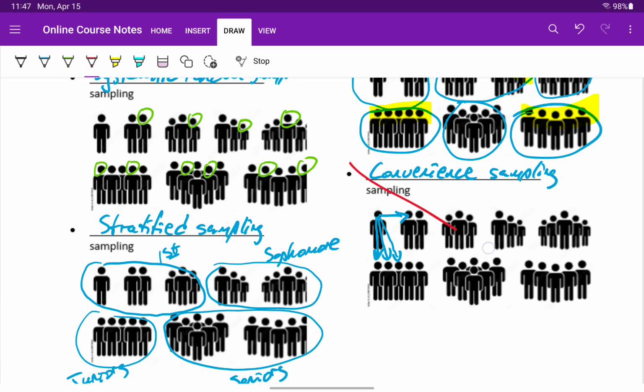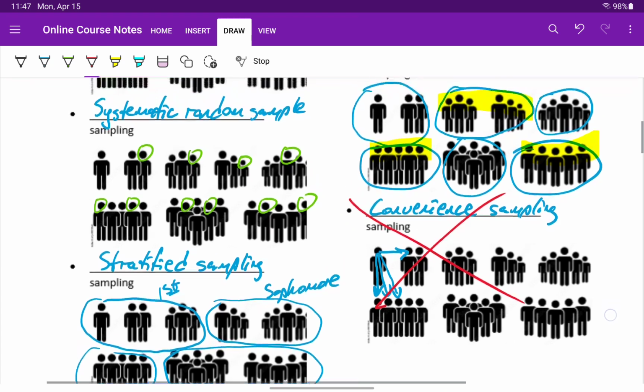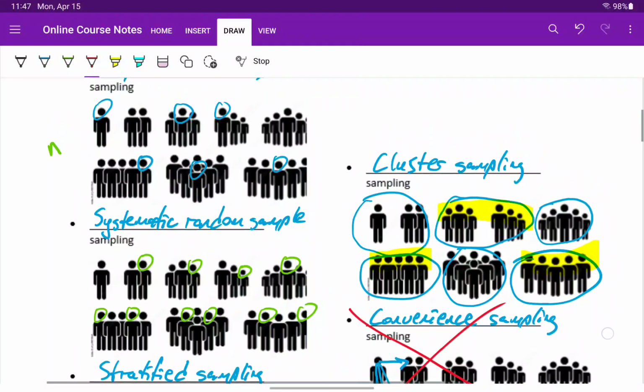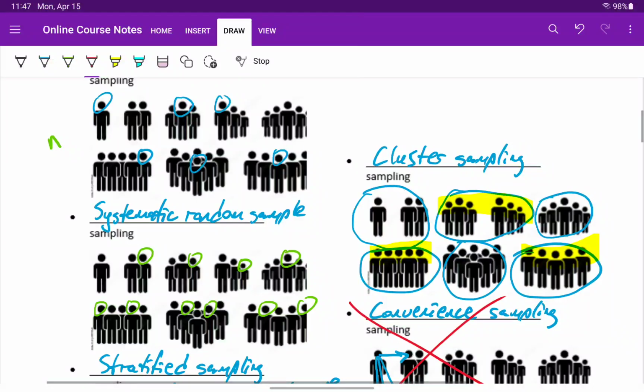This is a bad method for sampling. Convenience sampling is the worst at getting us our truly random sample that reflects and represents the entire larger population that we're trying to study. So if sampling is done using convenience sampling, those results generally tend to be fairly meaningless. We want to make sure that data is being sampled in a way that generates that random representative sample through one of these other methods.